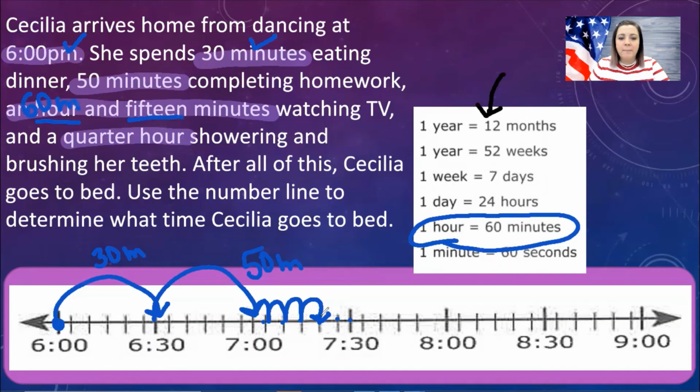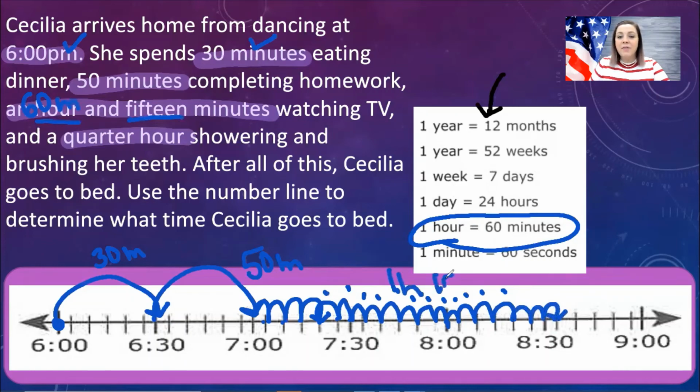So count with me. Are you ready? 5, 10, 15, 20, 25, 30, 35, 40. Hold on. Did that little line disappear? 45, 50, 55, 60. Let's see, 5, 10, 15, 20, 25, 30, 35, 40, 45, 50, 55, 60. All right, and then we have another 15, 5, 10, 15. All right, so that was her 1 hour and 15 minutes. So we can check that off over here. Oh, we didn't check our 50 minutes off right there.